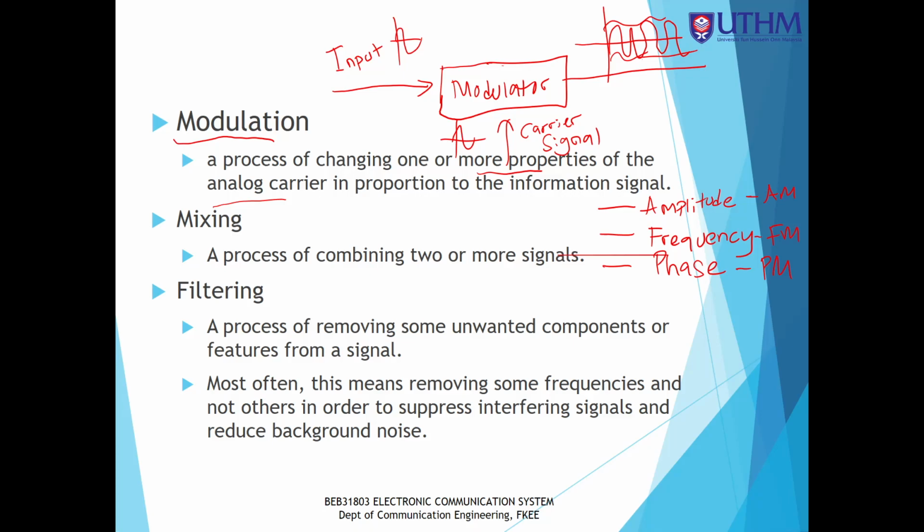Okay, in chapter 4, you will learn about ASK. So ASK is equivalent, ataupun setara dengan AM. Okay, ASK, amplitude shift keying, setara dengan AM. It is equivalent to AM in analog. FSK in digital is equivalent to FM in analog, while PSK in digital is equivalent to PM in analog. So dia macam setara dengan ketiga-tiga ini. Setara dengan yang ini dalam analog. So these are always asked in the test and also the final exam.